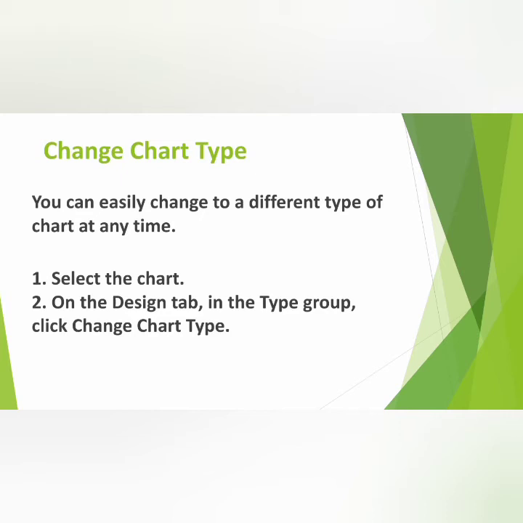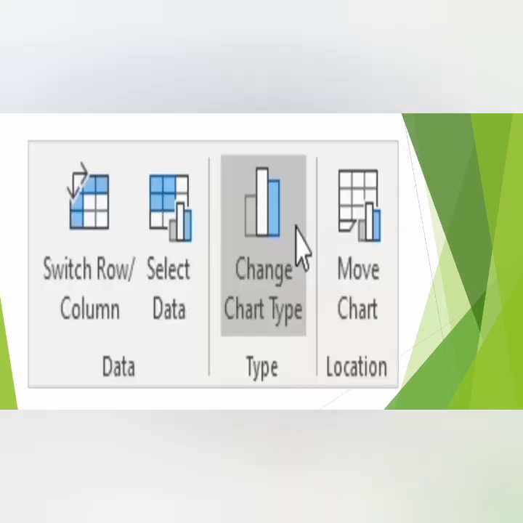Step 1, select the chart. Second, on the Design tab in the Type group, click Change Chart Type. So now we have to go to the Design tab, and from that we have to select the Type group, and then click on Change Chart Type. See, when we click on the Design tab, there are three groups: Data, Type and Location. So from the Type group we have to select Change Chart Type.